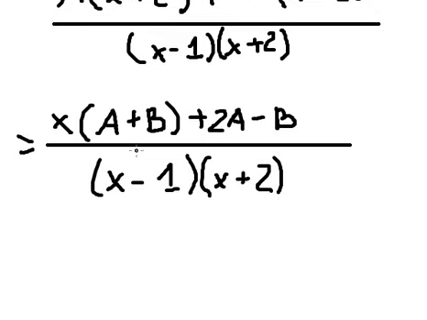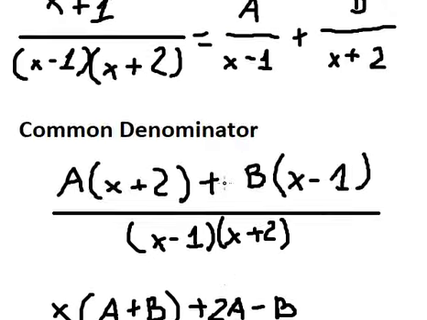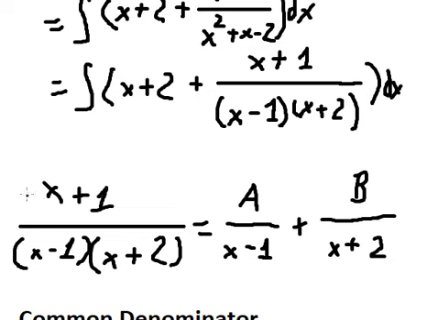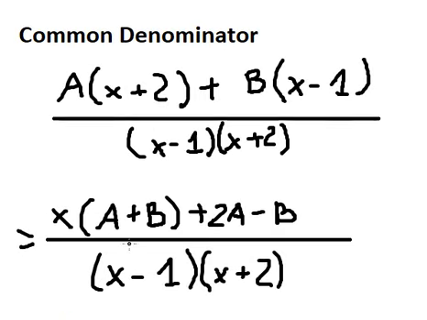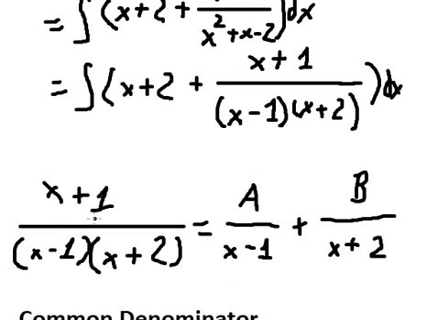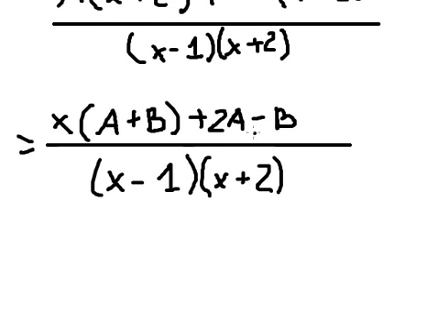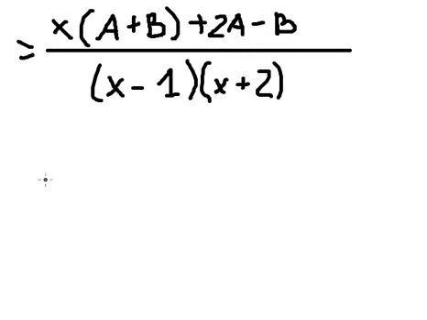So we need to compare coefficients. We have only the coefficient of s, that is 1. So A plus B equals 1. This one we have positive 1, so 2A minus B equals 1. And now we create the system of equations.